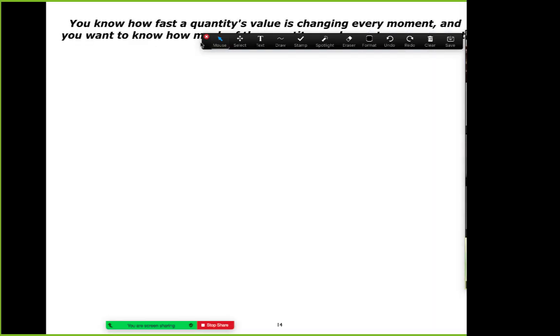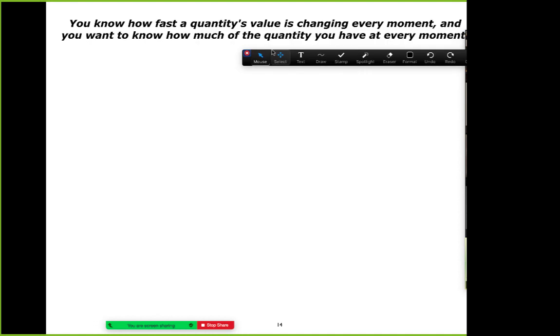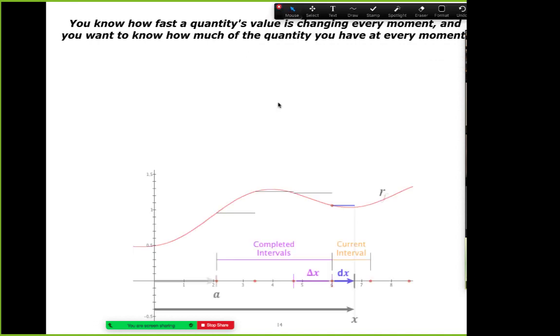So now we're going to embark. You know how fast the quantity's value is changing at every moment. You want to know how much of the quantity you have at every moment. Okay. So here's a snapshot of what we just worked on.